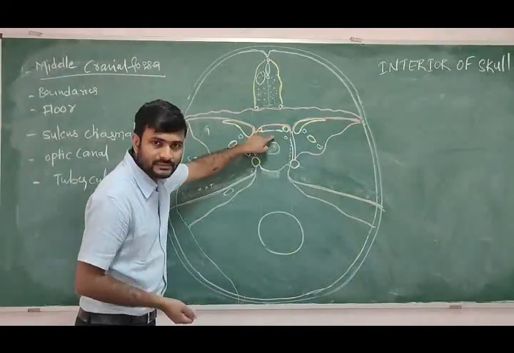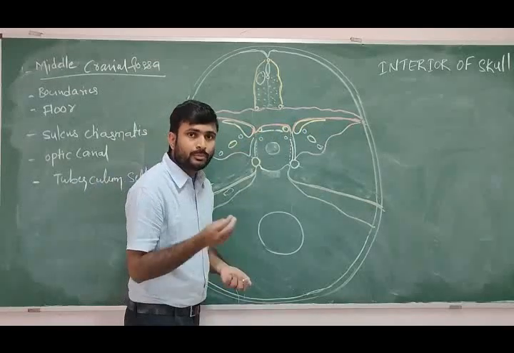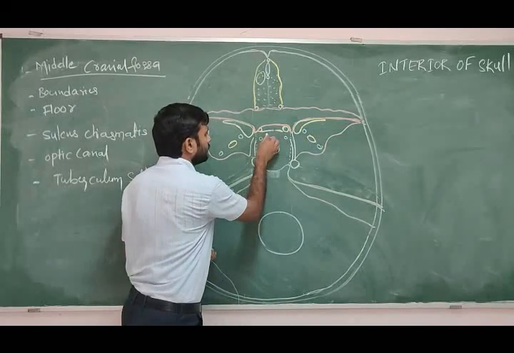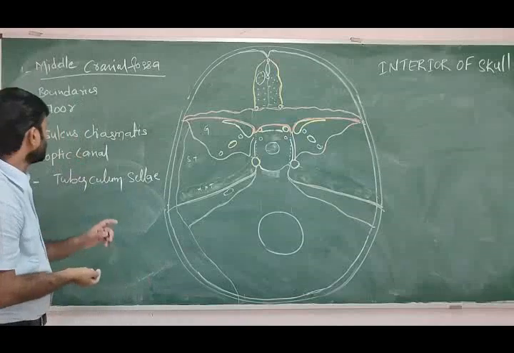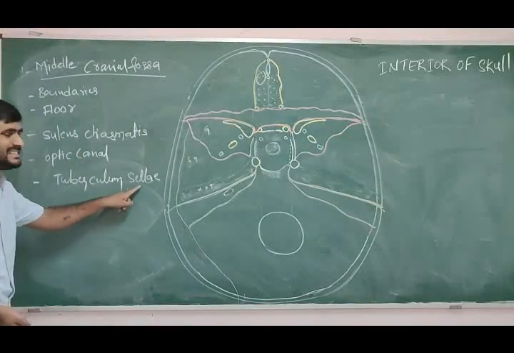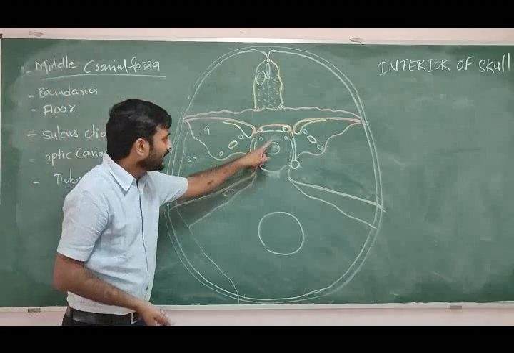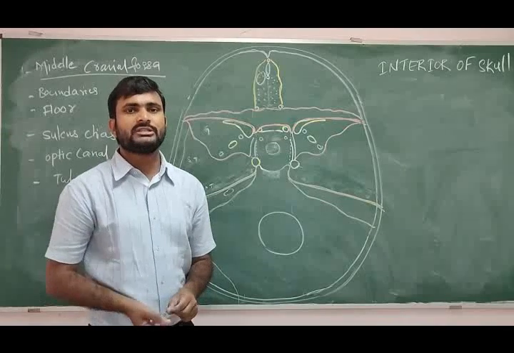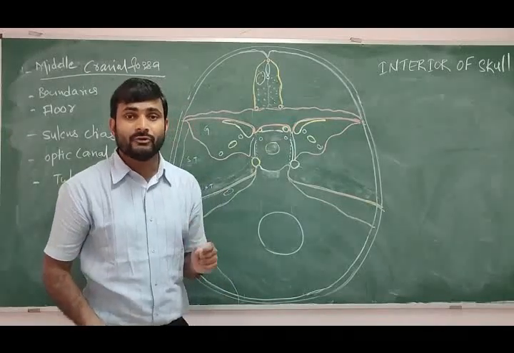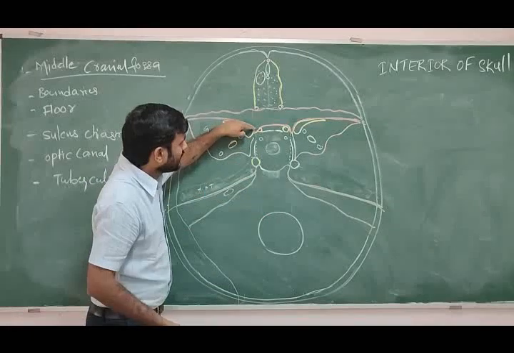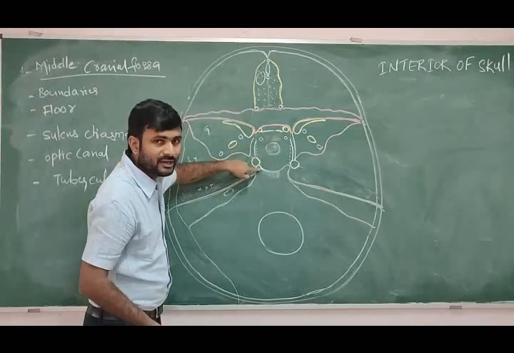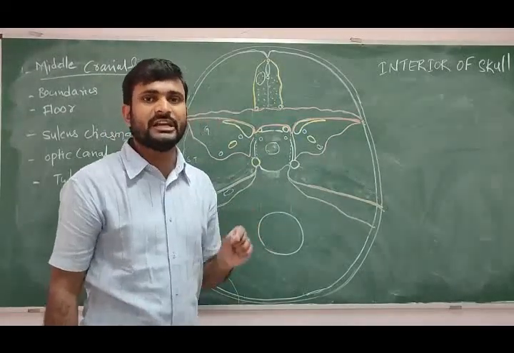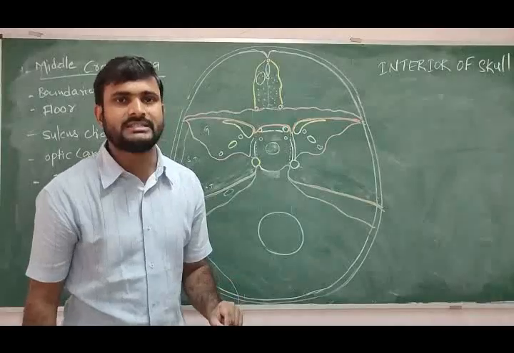Behind the sulcus chiasmaticus, one more projection is present. This is a completely elliptical projection. The projection is called the tuberculum sellae. At the lateral margins of the tuberculum sellae, again bony projections are present. Those bony projections are called the middle clinoid process. This is the anterior clinoid process, the posterior clinoid process, and this one is called the middle clinoid process. To this middle clinoid process, the tentorium cerebelli is attached.